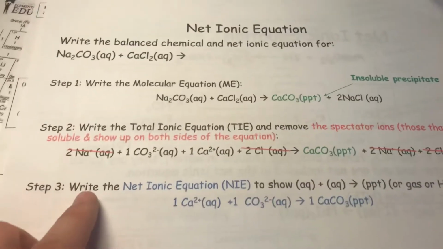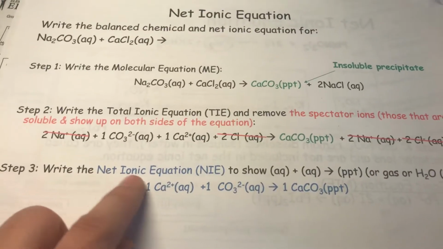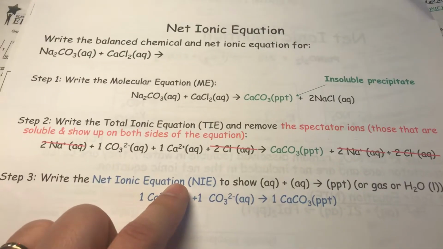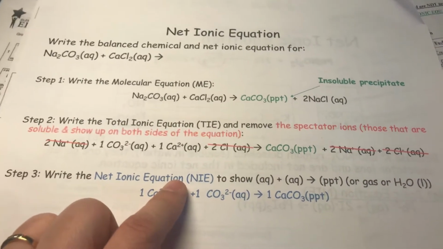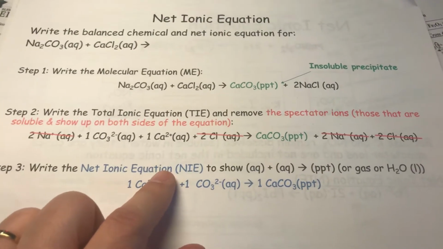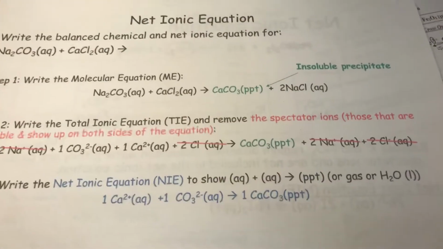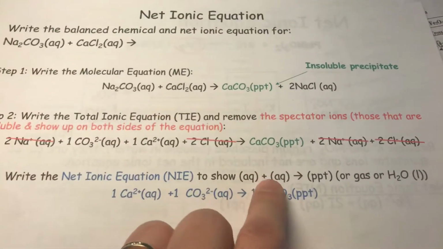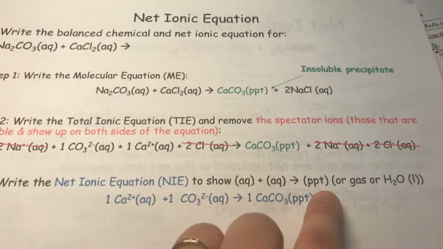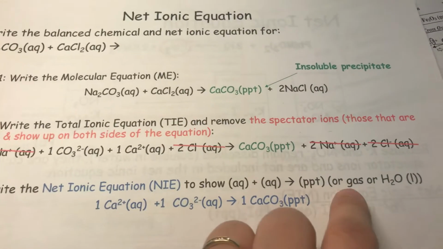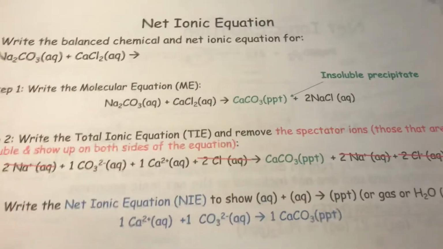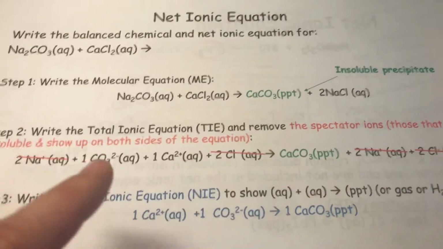Okay, and then step three, you want to write the so-called net ionic equation, NIE. The net ionic equation is whatever is left over that brings about the formation of the precipitate. Again, how do I know my double displacement takes place? First, my two reactants must be aq. And second, one of the products must be PPT or gas or water.